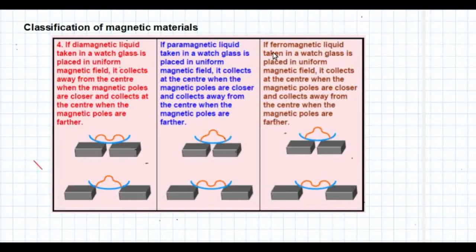For a ferromagnetic liquid taken in a watch glass and placed in a uniform magnetic field with the two poles closer to each other, it collects at the center as shown here, similar to the paramagnetic liquids. And when the poles are away from each other, it forms a dip at the center of the watch glass.